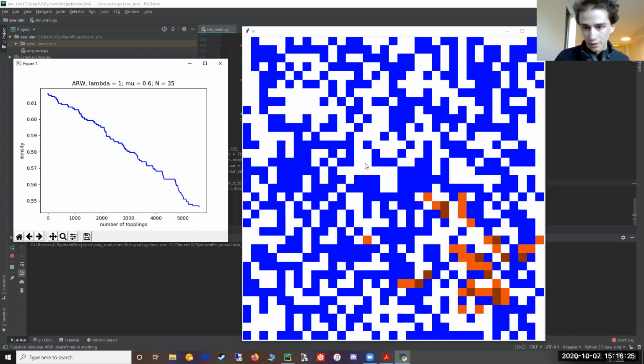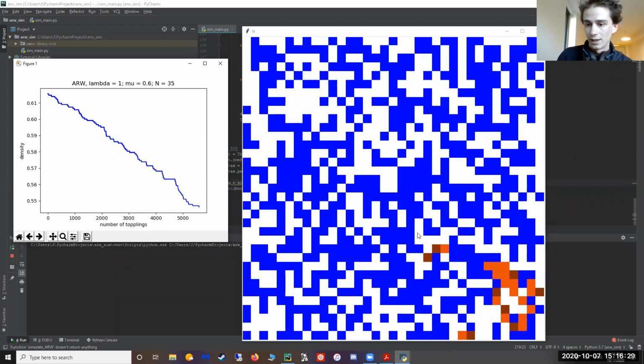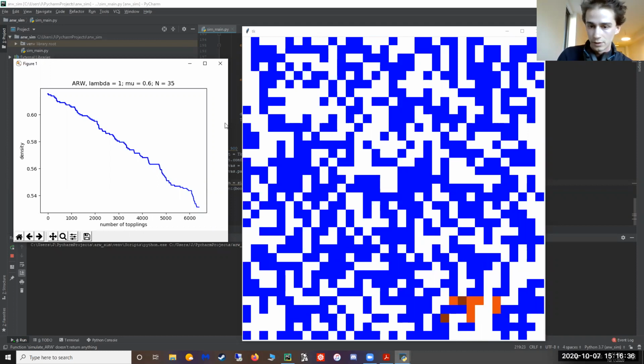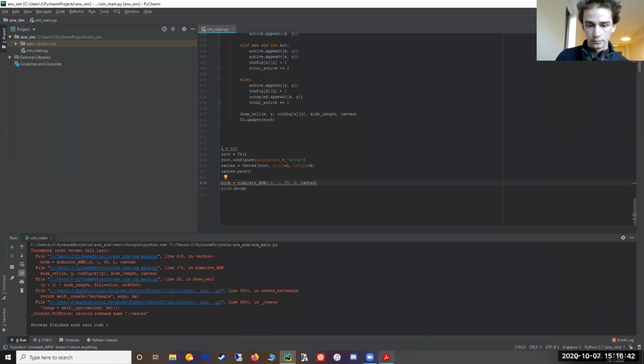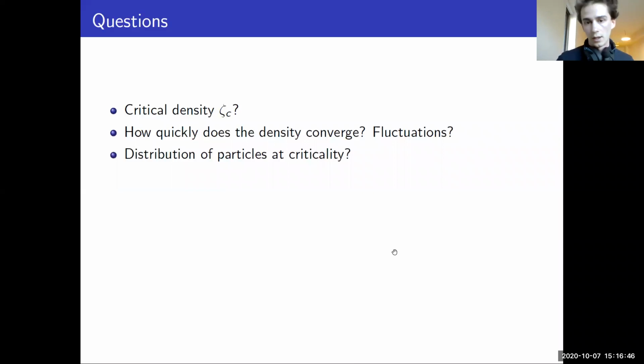So you see, I started with all these active particles. It hasn't even stopped running yet, right? I haven't gotten to phase 2 yet, where I add a new particle, because things are still active. But okay, I guess that just happened. Okay, that's enough simulation. And this picture suggests a lot of natural questions.